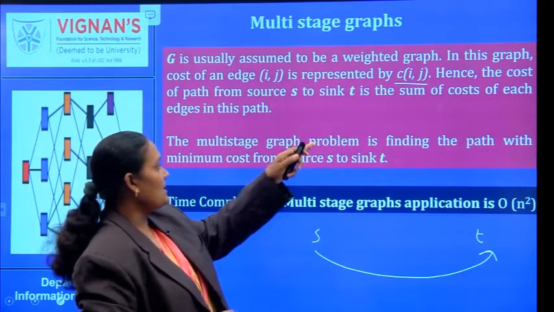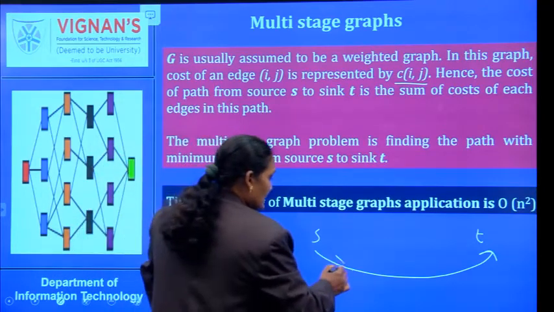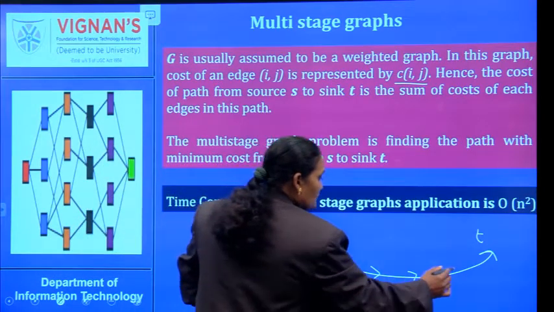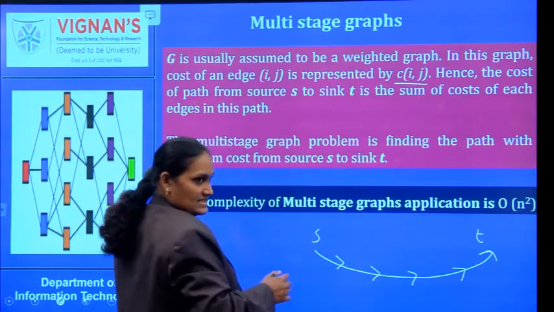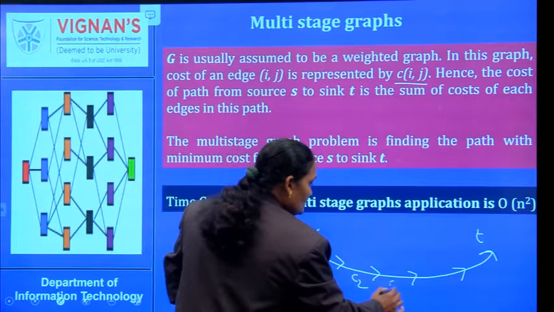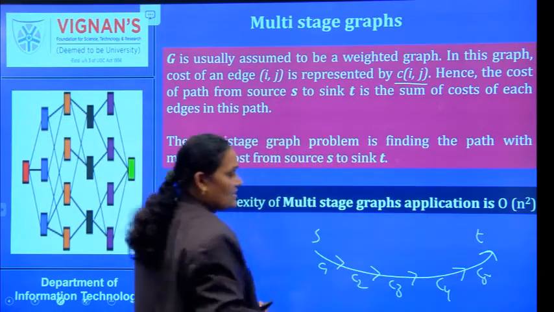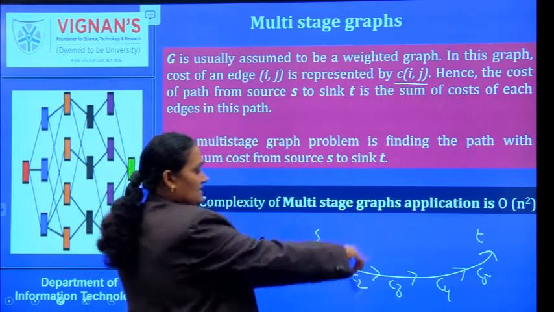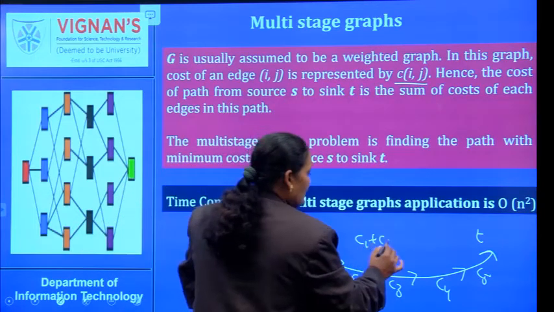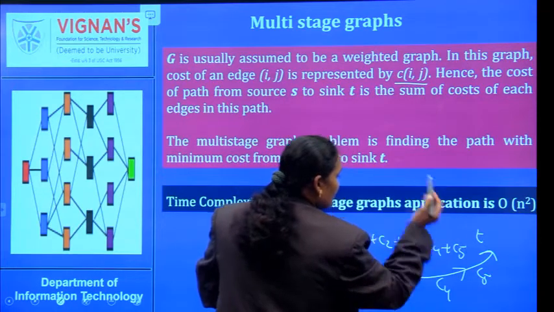What is the cost of that path? It is nothing but the sum of costs of each edge in the path. Suppose this path contains some 4 or 5 edges. Now this is having some cost C1, C2, and this is having cost C3, and this is having cost C4, and this is having cost C5. Then the cost of this path becomes C1 plus C2 plus C3 plus C4 plus C5.